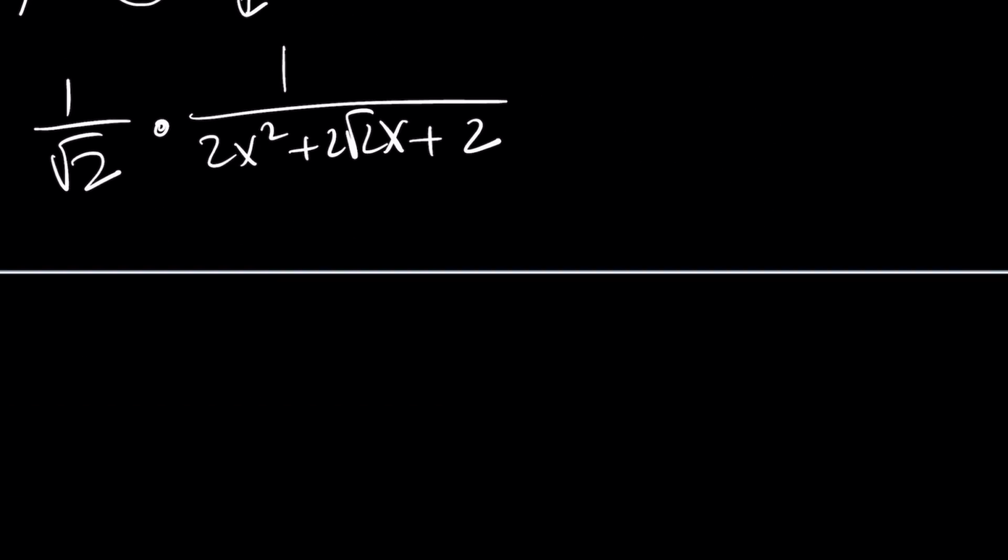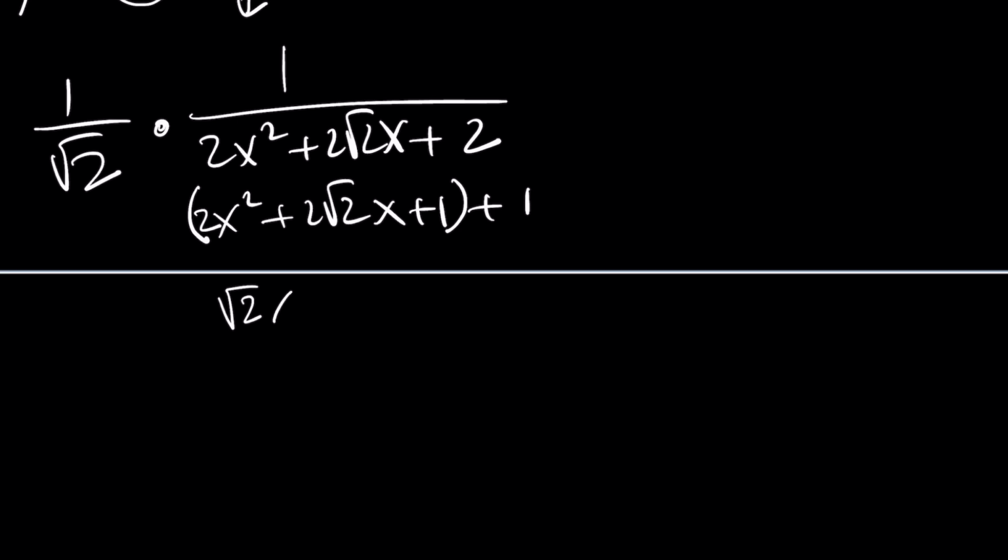If you look at this very carefully, it's 2x squared plus 2 root 2x plus 1, sorry, plus 1. And the reason behind that is this is a perfect square. Wait a minute, I messed up somewhere. It should be 2x squared, yes. Okay, here we go. So this is root 2x plus 1 quantity squared plus 1.